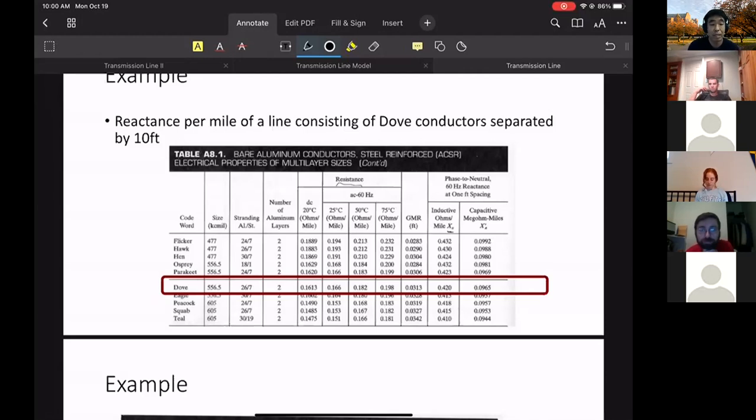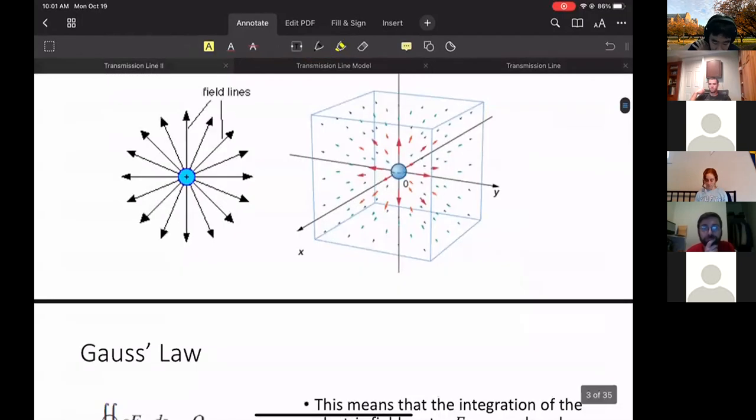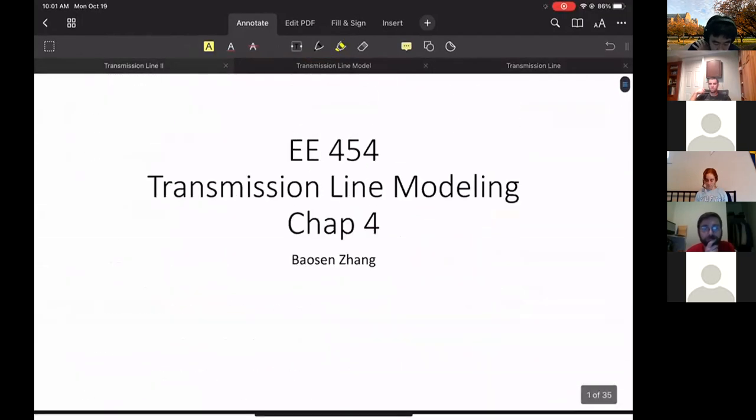And we'll basically do the capacitance calculation. That will give us a model of the transmission line. And then there's a quick step to the so-called lumped parameter model of the transmission line. Okay, so let's look at the capacitance on the transmission line.